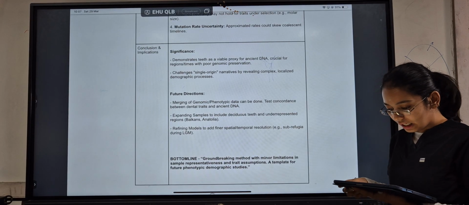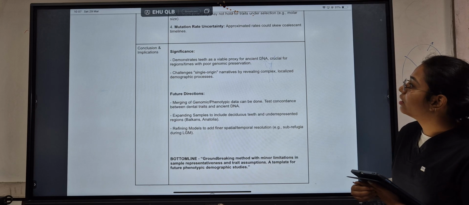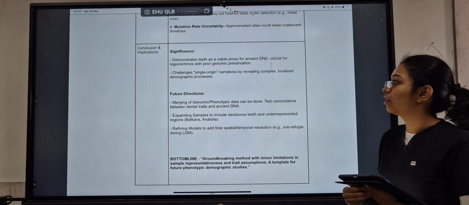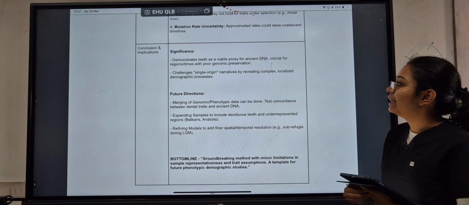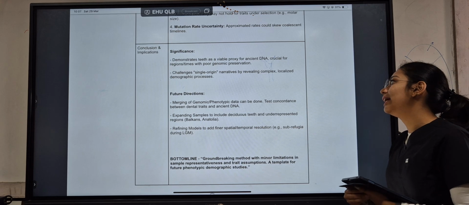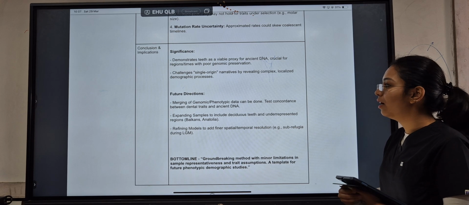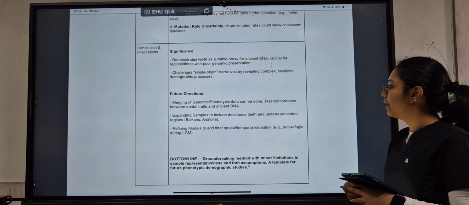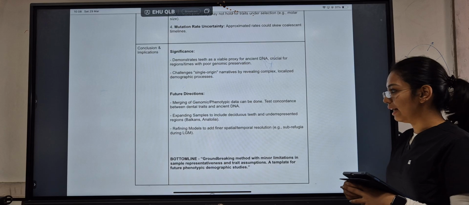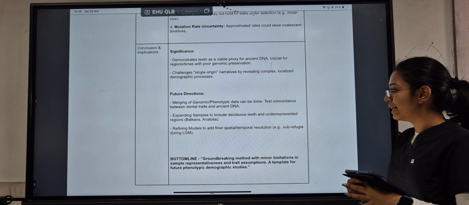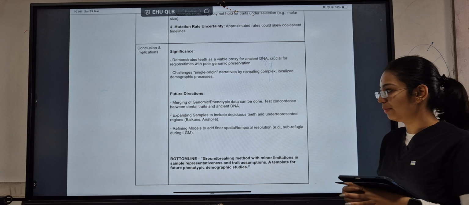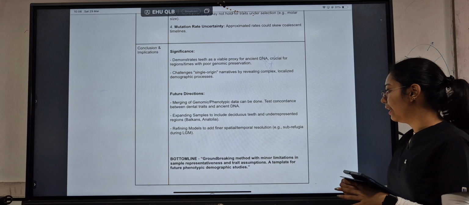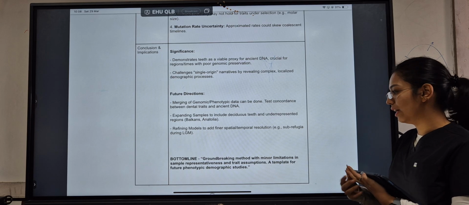Conclusion and implications. This study demonstrated teeth as a viable proxy for ancient DNA, crucial for regions with poor genomic preservation. It challenges single-origin narratives by revealing complex, localized demographic processes. Future directions: merging genomic and phenotypic data can be done to test concordance between dental traits and ancient DNA. Expanding samples to include deciduous teeth and underrepresented regions can also be done, and refining models to add finer spatial or temporal resolution, for example sub-refugia during the late glacial period.